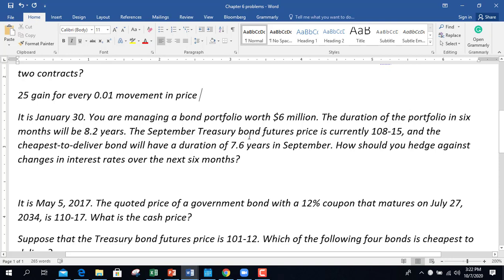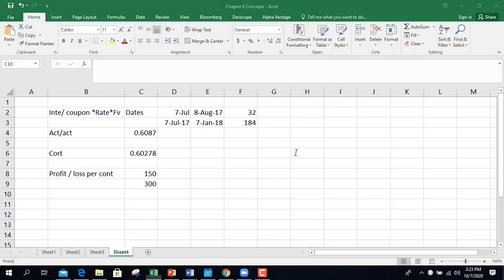Whenever you have a portfolio, you're worried about interest rates going down. So you want to hedge your risk of interest rates going down. So how would you do that? You will short contracts. You will short bond futures. So how do you do that though? The number of contracts to be shorted is given by the formula: size of position into duration of position, divided by size of future into duration of future.